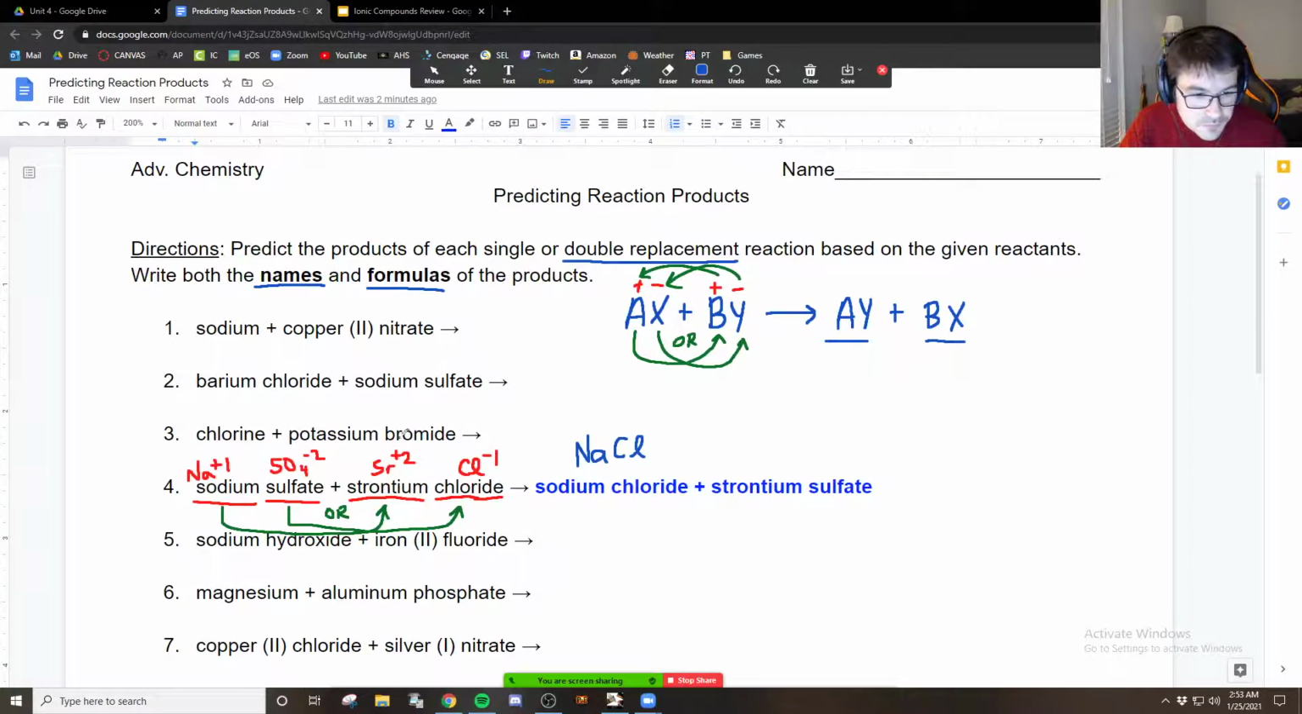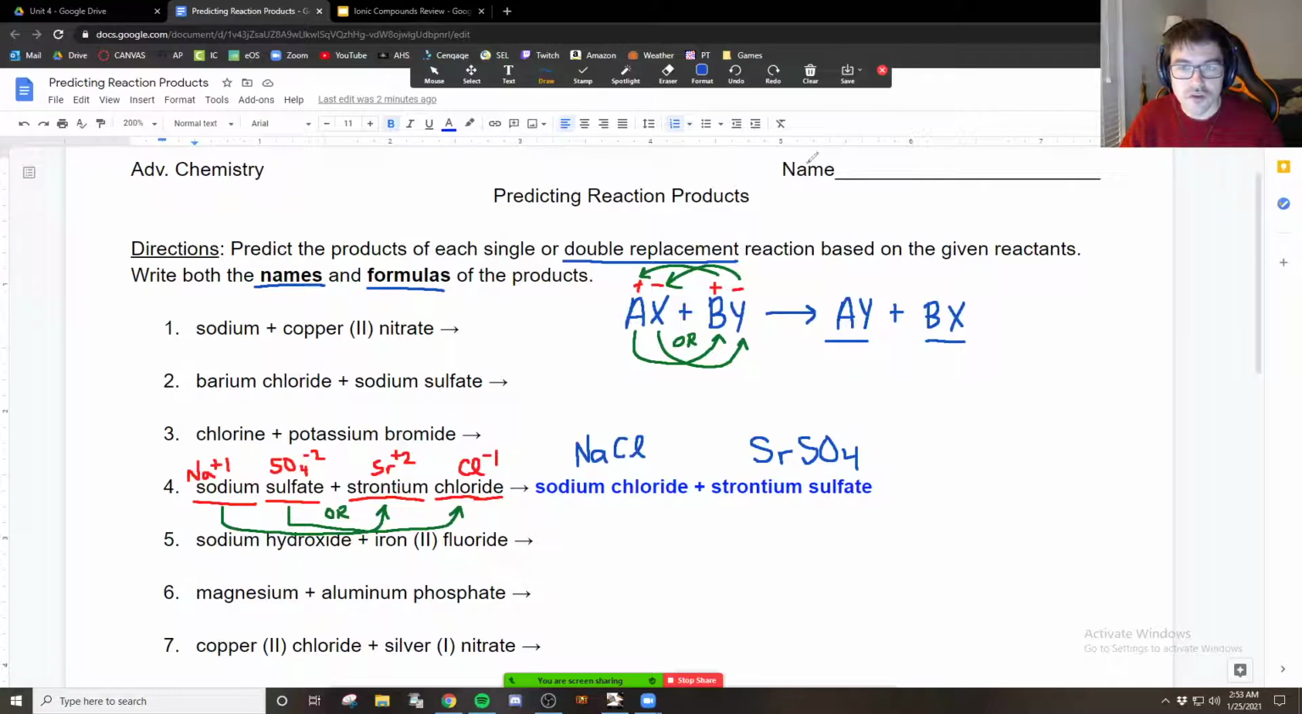Strontium sulfate. Strontium has a positive 2 charge. Sulfate has a negative 2 charge. Once again, I am looking at a +2, -2. These are going to cancel each other out. So I don't need multiple strontiums. I don't need multiple sulfates. I just need one of each. Strontium sulfate: Sr, SO4. 1 strontium, 1 sulfate. Okay? There you go. That's it. Those are my names. Those are my formulas.